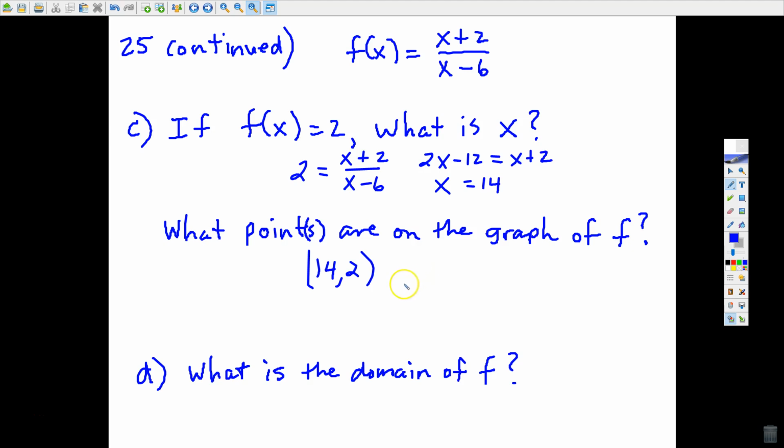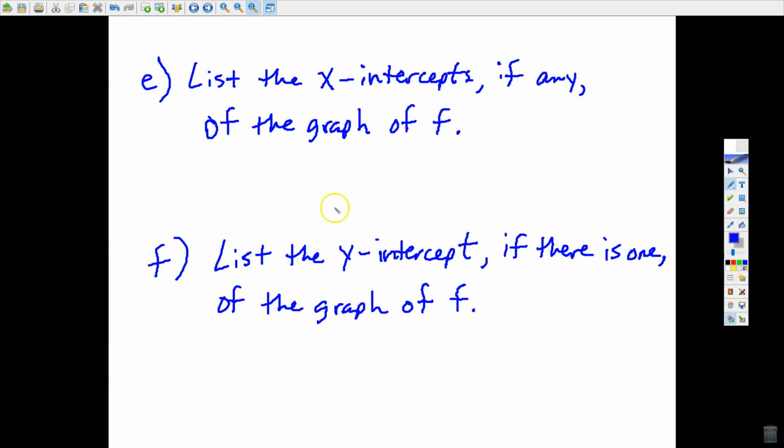Okay, letter D, we talked about this a little bit in our last lesson. What is the domain? Well, the concern I've got here in this function is I cannot divide by 0. So the only problem I've got is when x is 6. So the way I'm going to state the domain is x such that x cannot be positive 6. It can be any number besides positive 6.